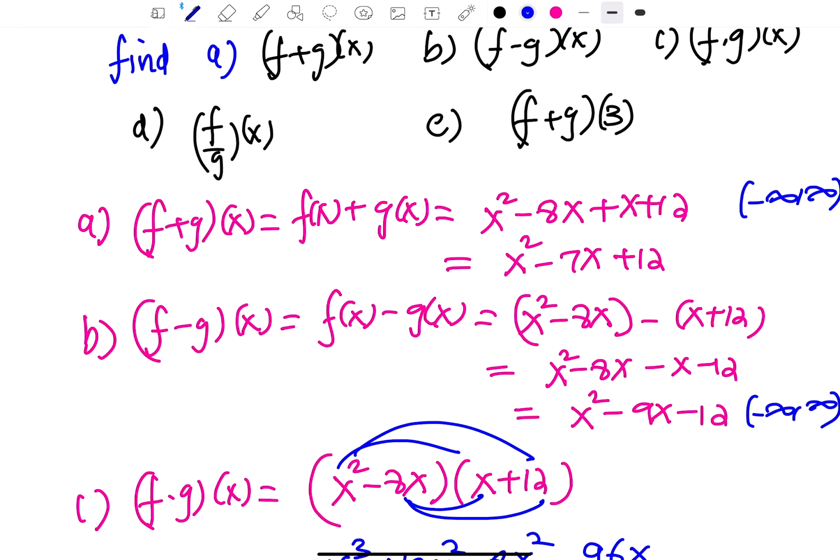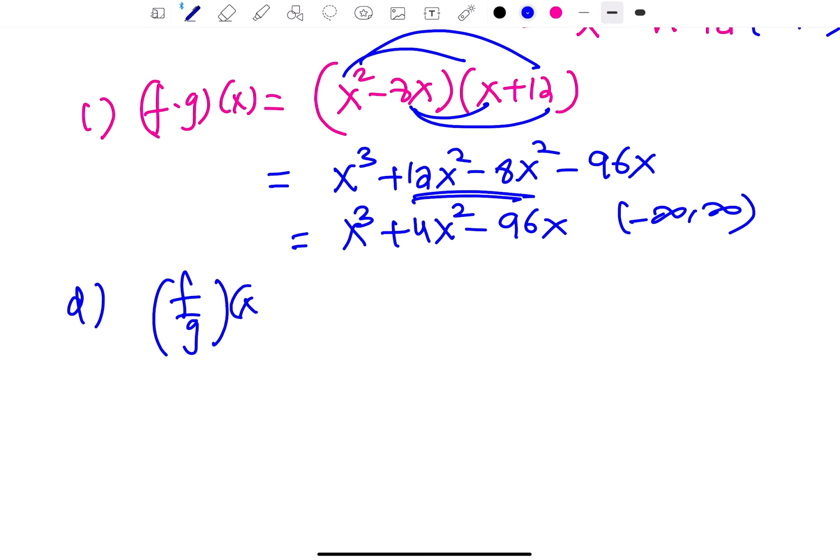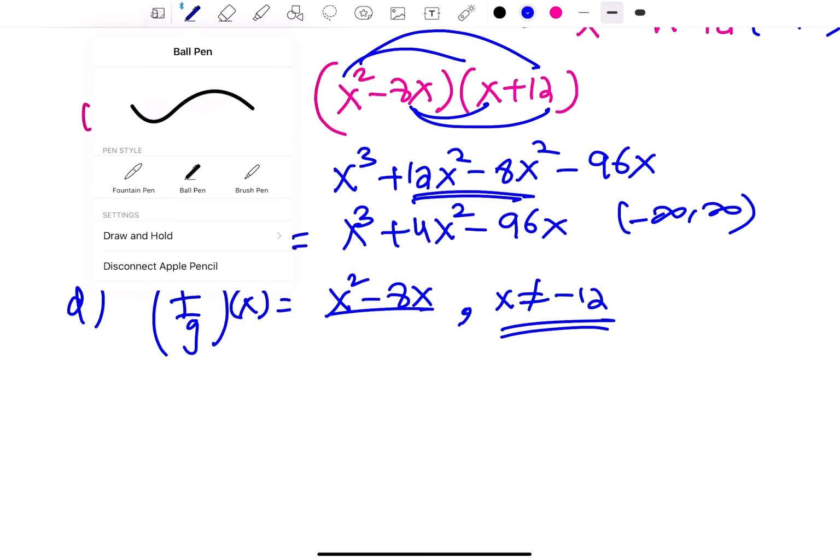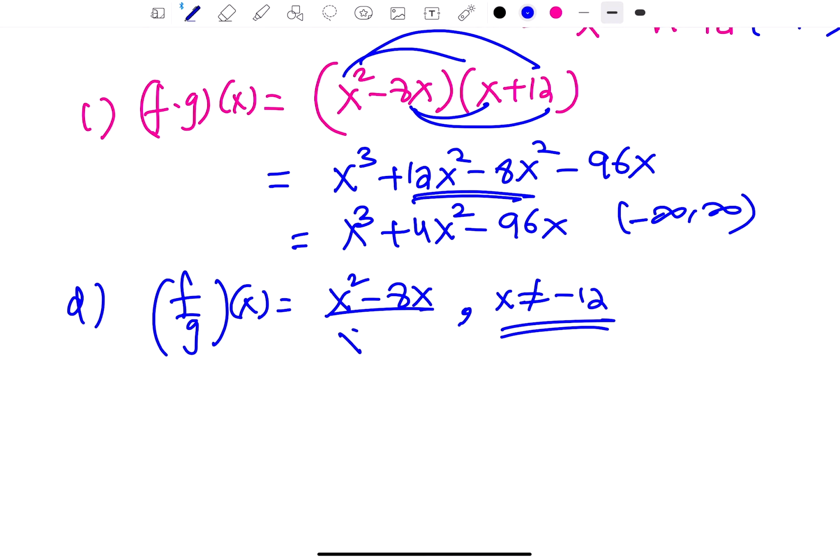Let's talk about the division function now. To obtain f over g of x, we can divide the original functions, x squared minus 8x divided by x plus 12. But we want to make sure that the denominator is not equal to 0, so we must exclude the value negative 12, because if x ever becomes negative 12, then my denominator is going to become 0, and that's going to make the function undefined.